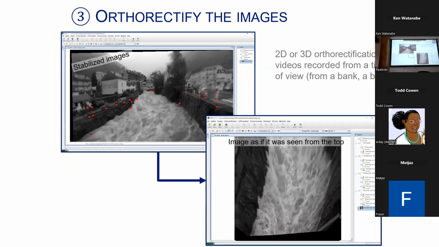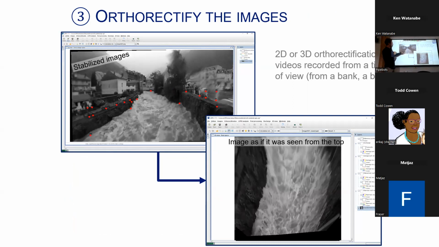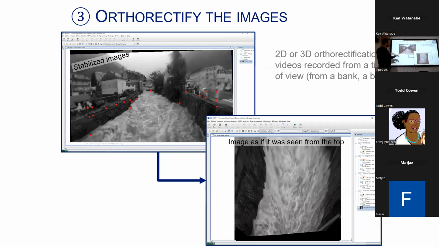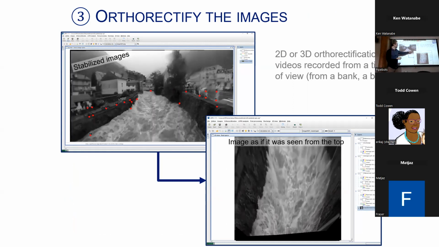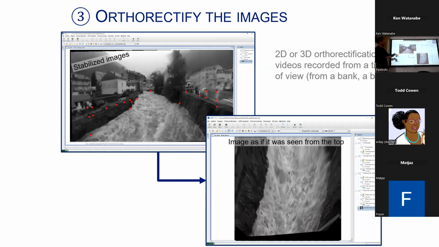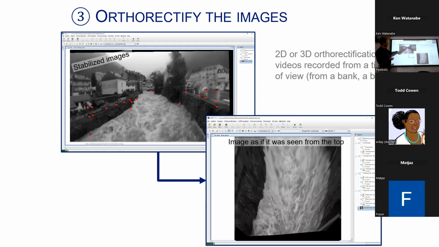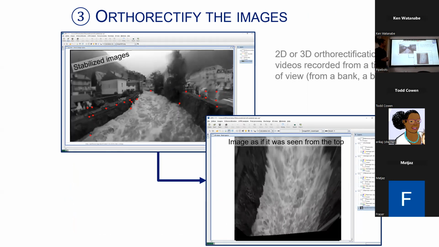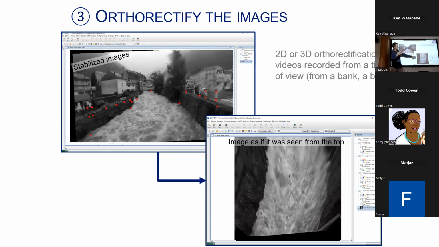I think that Mark talked a little about that, but 2D means that the water free surface is not changing in time, and so you can use only 4 reference points located at the same altitude as the free surface. But you can also use a 3D rectification, meaning that you have GRPs, ground reference points, with 3D coordinates X, Y, Z. And at the end, you have these ortho-images, which are images as if they were seen from the top.